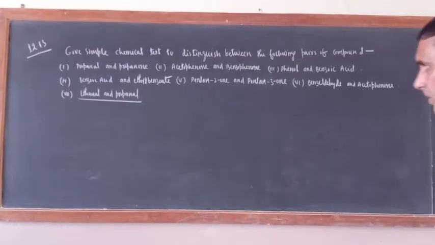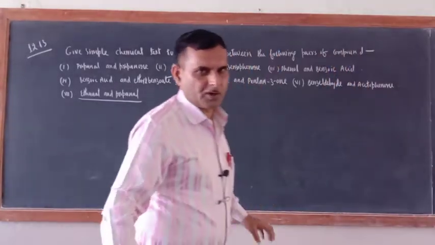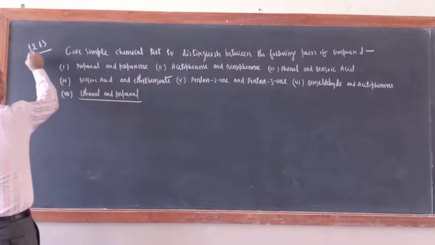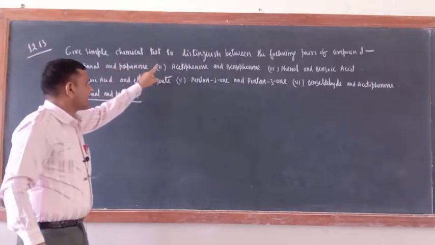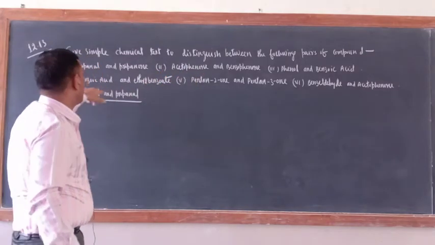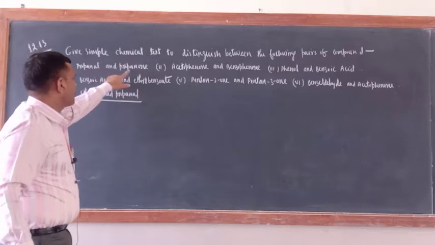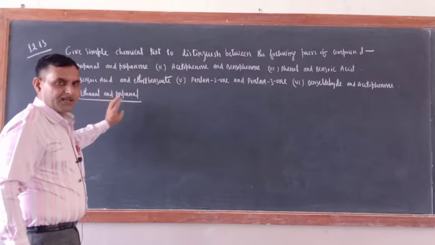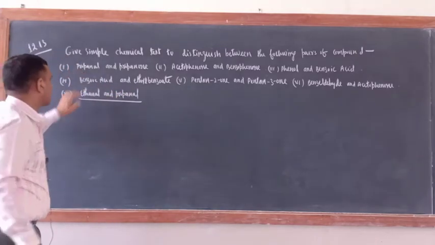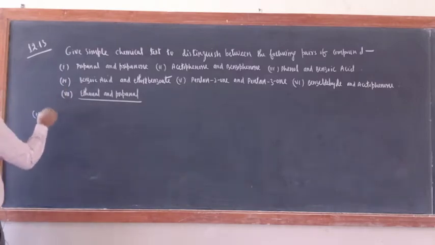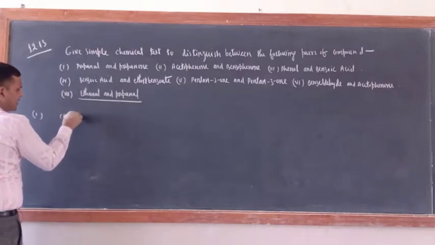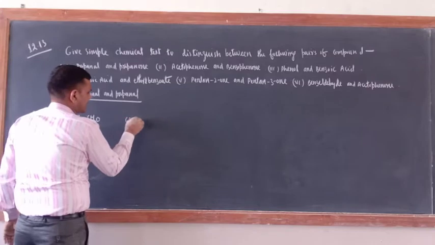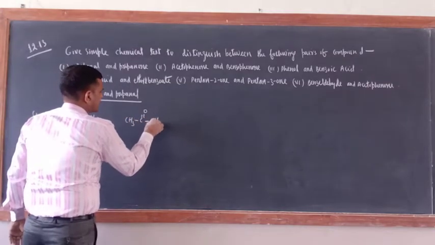So again I am here to complete the remaining exercise of unit number 12, aldehyde, ketones and carboxylic acid. Now, continuing, 12.13 gives simple chemical test to distinguish between the following pairs of compound, propanol and propanone. As far as the chemical test is concerned, first you should write the structures. Suppose I am talking of the first one. Propanol means CH3CH2CHO, and propanone means CH3 C double bond O CH3.